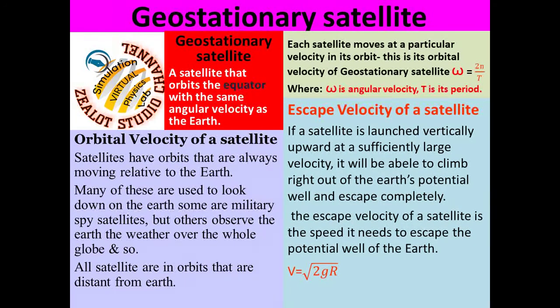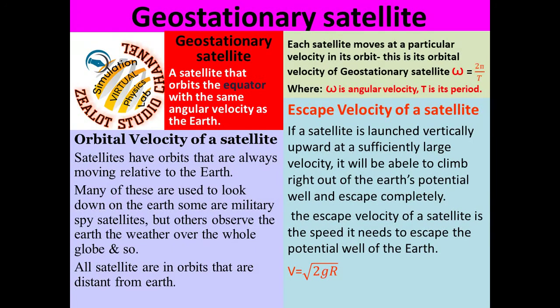They are used for military service, and for observation of the Earth's weather, agricultural purposes over the whole globe, and so on. For these different purposes, the artificial satellites can be launched from the surface of the Earth, revolving in orbit around the Earth.